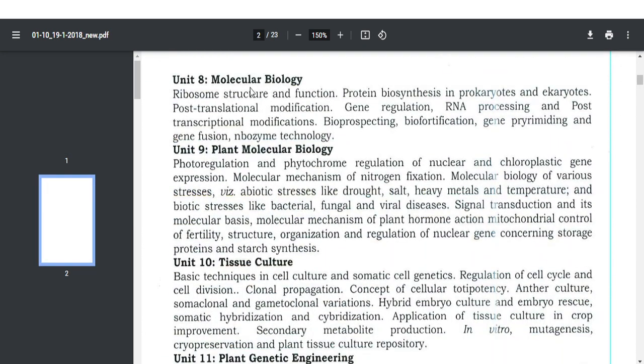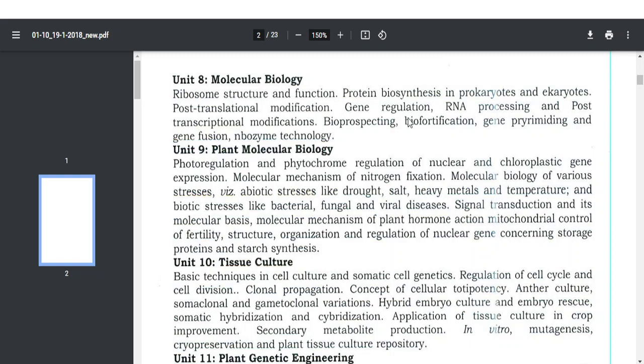It is similar to unit number 6 I mentioned earlier, in which we already study translation. Additionally, you need to know about the structure and function of the ribosome, and also mRNA processing. And additionally you need to know about ribosome technology, gene fusion, gene pyramiding, biofortification, and bioprospecting.